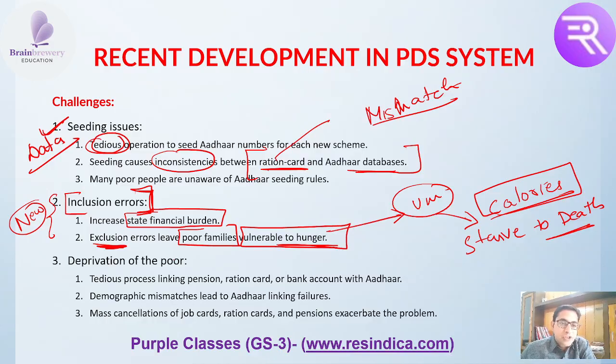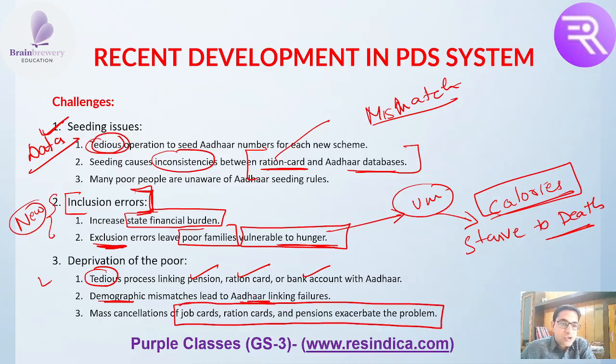Then there is deprivation of the poor. There is a very tedious task of linking pension, ration card, and bank account with Aadhaar. Demographic mismatch happens, Aadhaar linking failure happens between the job card and ration card. So these are all tedious jobs. If the data in one record is not matching with the other record, there is a lot of mismatch, and because of the mismatch, the people do not get proper supply from the ration shop or fair price shop.